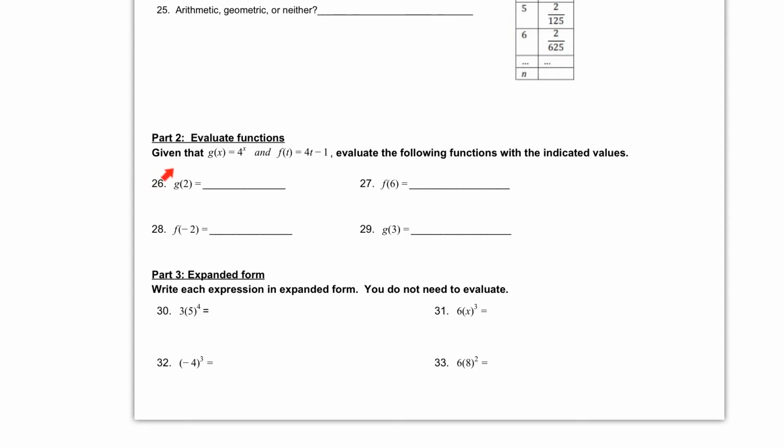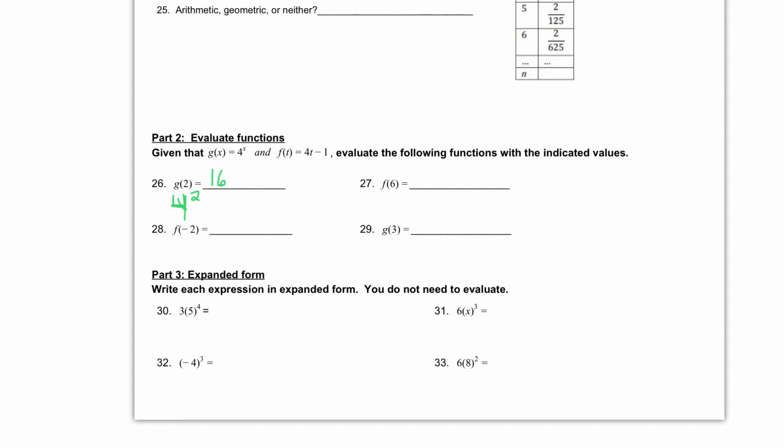So in question number 26, it says that we want to find g of 2. Because we're looking at the g function, we're going to be plugging 2 in for the variable in our g function. So we would get 4 raised to the second, which is just 16. So g of 2 is equal to 16.